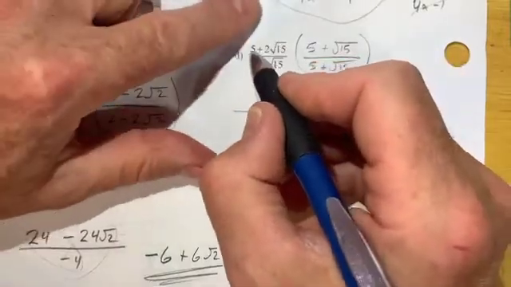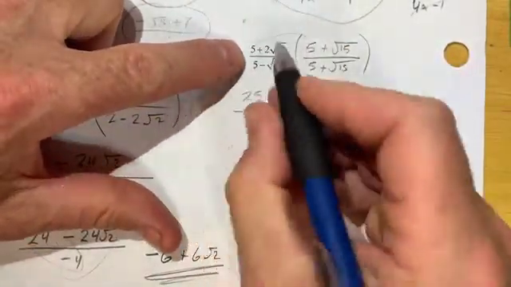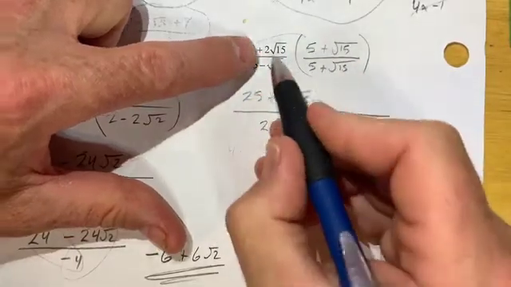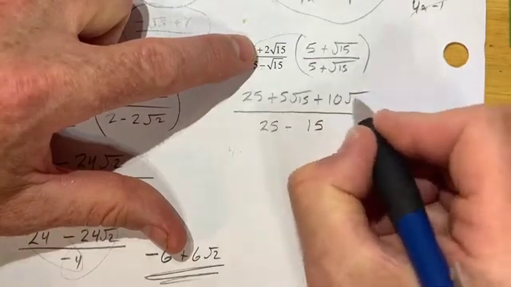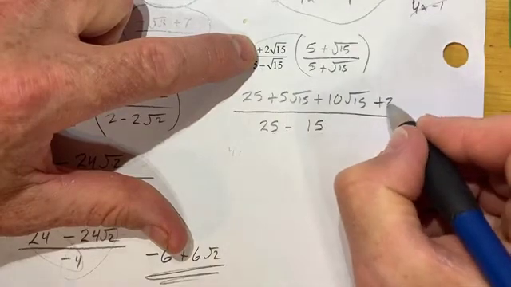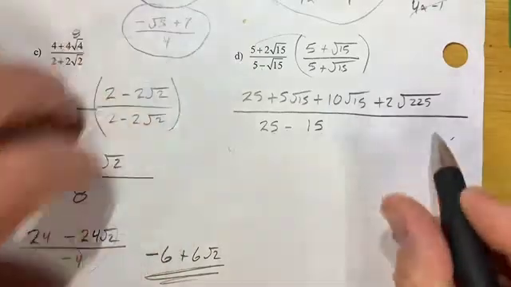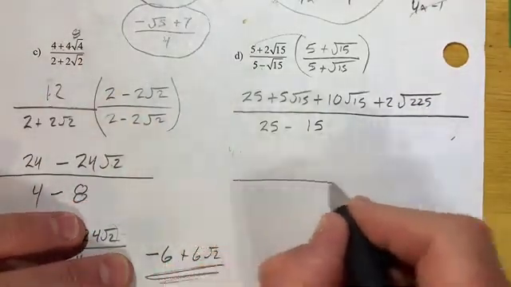I have to do a binomial times a binomial. This is going to be FOIL. 5 times 5 is 25. 5 times root 15 plus 5 root 15. 2 root 15 times 5 is plus 10 root 15. And 2 root 15 times root 15, sorry, it's going to be 2 root 15, root 15 is root 225. I know that's going to become 15. Okay, hang on. Let's simplify what we can.